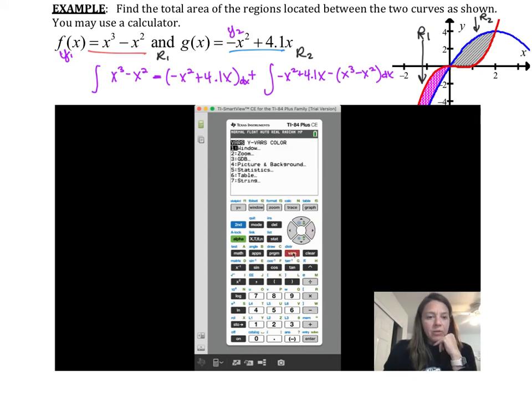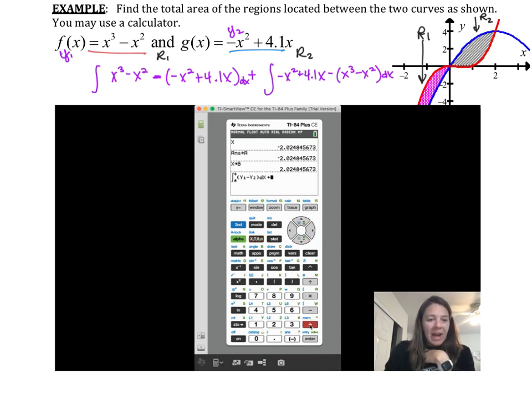And then I'm going to do variables, y variables, function y1, and I'm going to do y1 minus y2. So variables, y variables, function, y2, and hit enter. And this is still with respect to x.